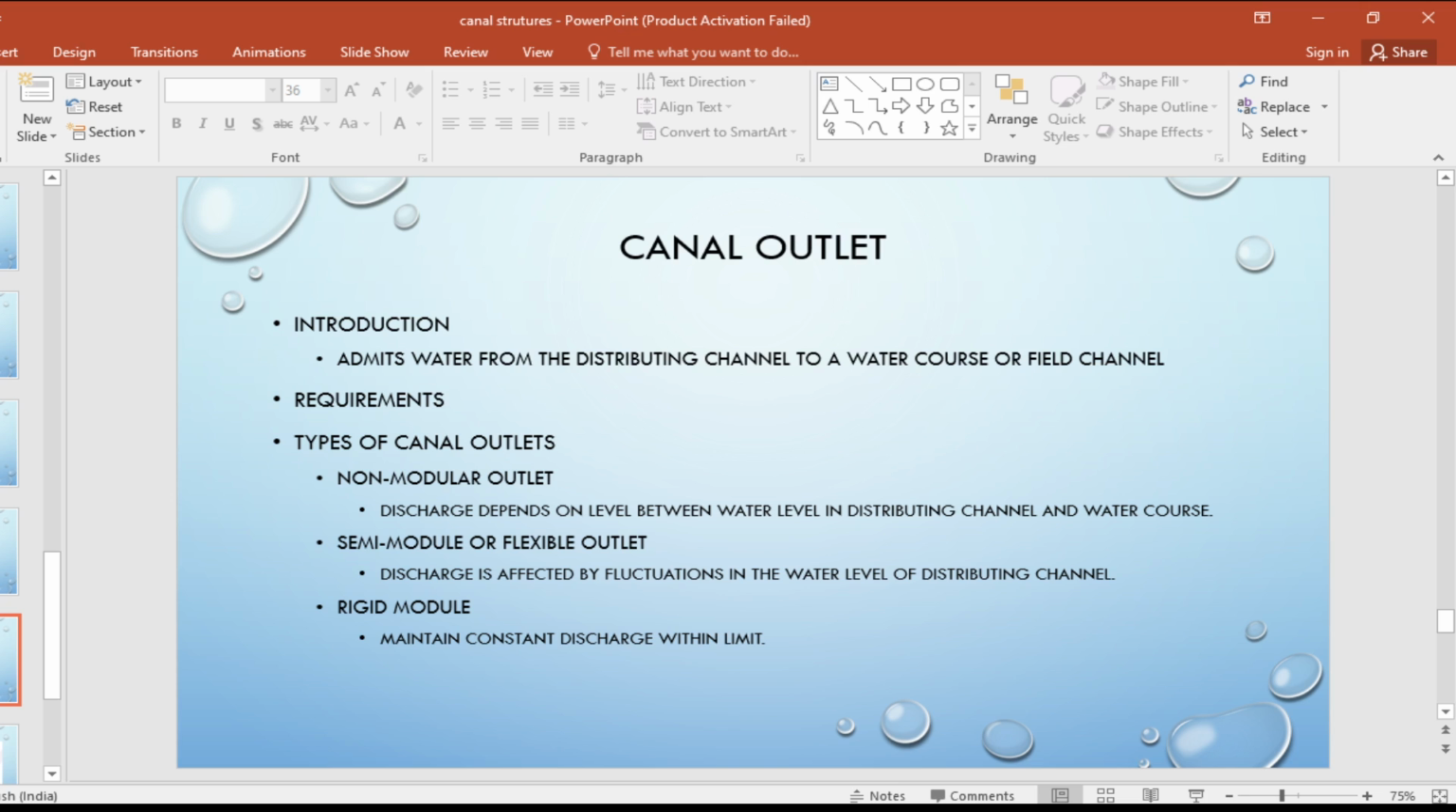Okay, now the discharge through such non-modular outlet varies in wide limits with the fluctuations of water level in distributing and the field channel.